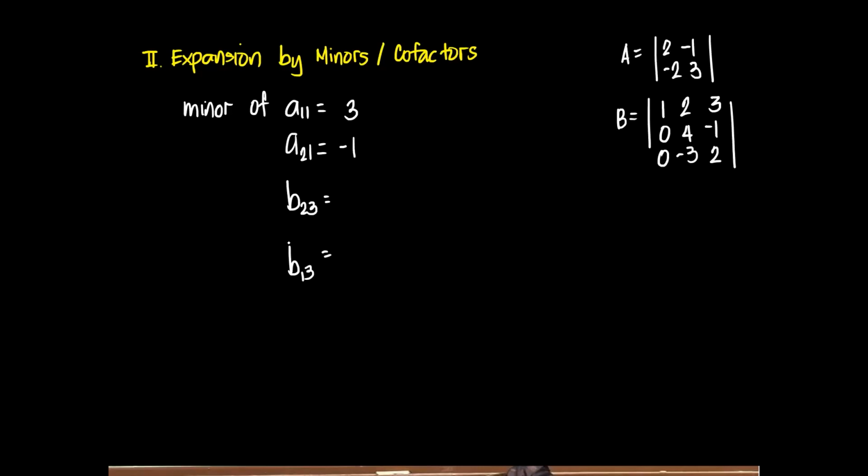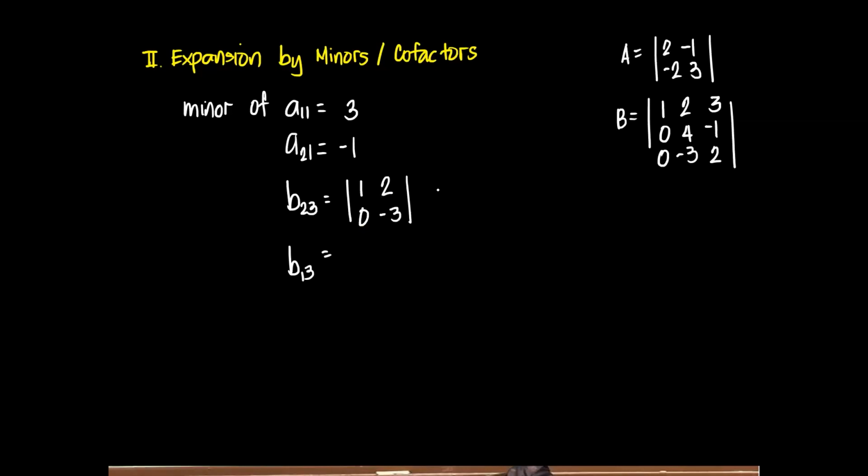-1. Very good. Now, the thing is B23. B is a 3 by 3 matrix. So when I say B23, second row, third column, oh, that's element -1. So you cover the row and the column containing -1. What is left is another matrix. Then yung problem, guys. 1, 2, 0, -3. Ito yung minor niya.